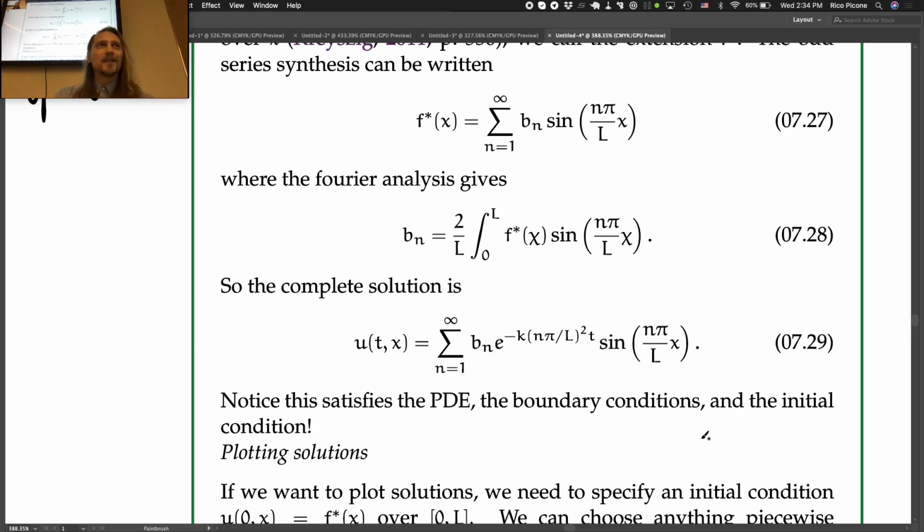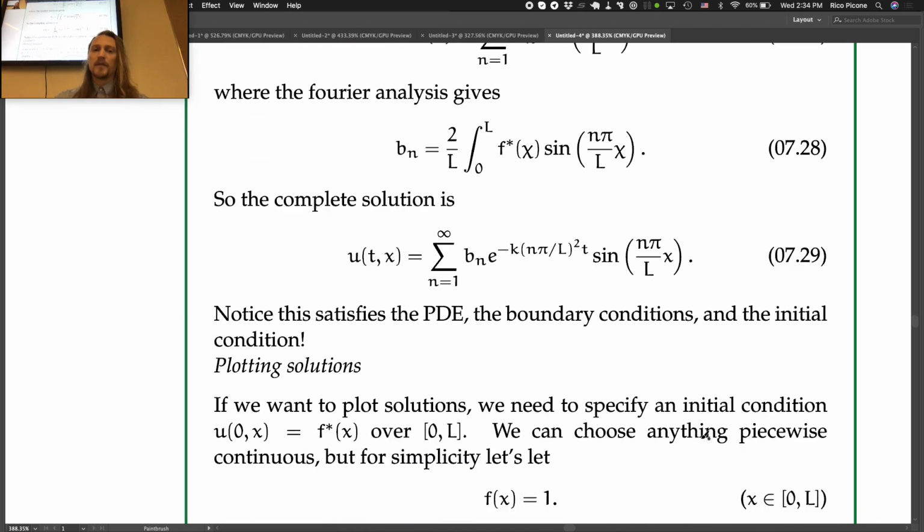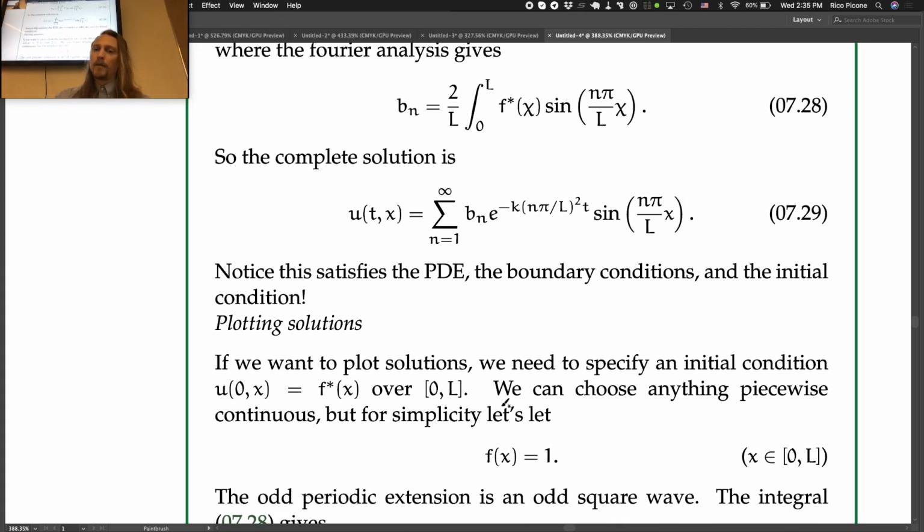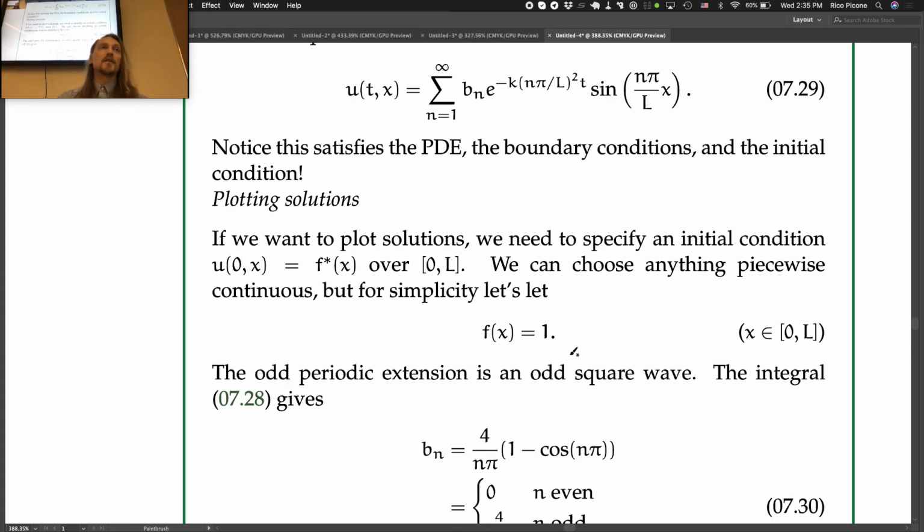Okay? So that's how we were able to do something that satisfied all of them. We were able to use a Fourier series to construct the solution. If we want to plot solutions, we need to specify an initial condition from 0 to L. So we can choose anything piecewise continuous, but for simplicity, let's just say it's a constant 1 across the interval from 0 to L. So it's at some non-zero temperature, call it 1, or non-zero quantity, whatever U is, and then we'll go from there.